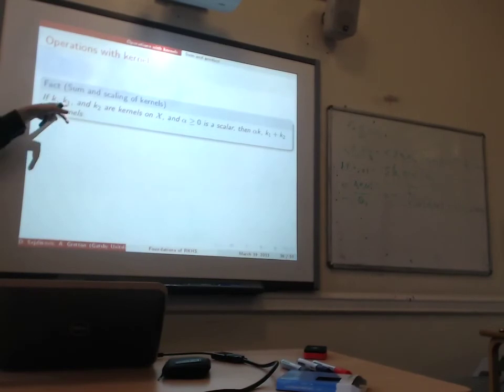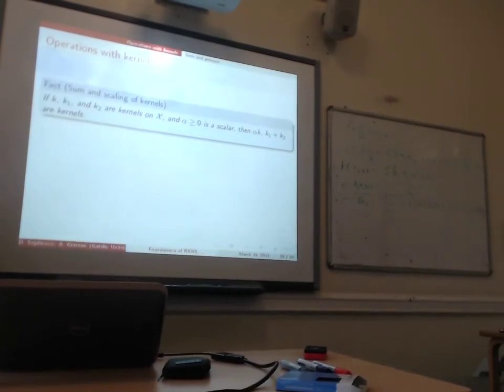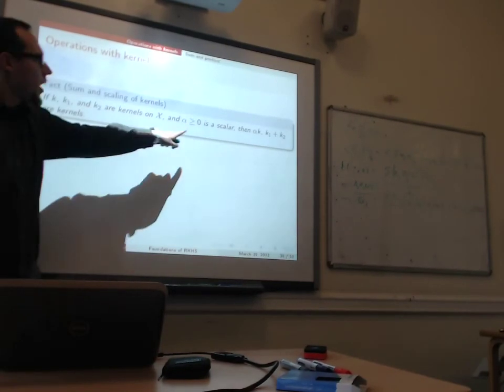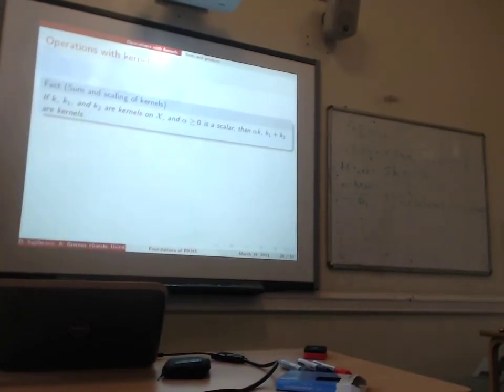Say I have some kernels k, k1, k2, kernels on x. I take a scalar alpha that's non-negative. Then alpha k and k1 plus k2 will also be kernels. So this is what I meant when I said that the set of all positive definite functions, which are the same thing as kernels, is a convex cone. That means we can add things together and we'll stay in that space, and we can multiply, but not with any scalar, only with a non-negative scalar.